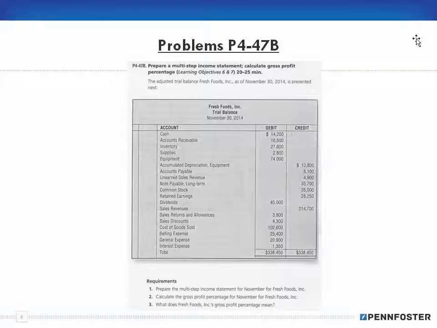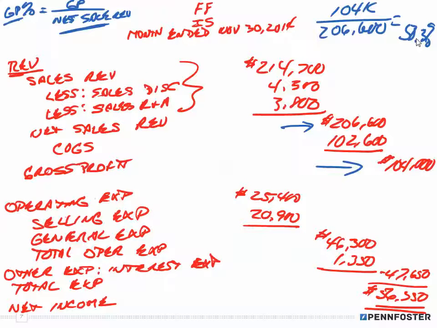Now it says, what does Fresh Foods' gross profit percentage mean? Okay. If you look at the solution, it says the percentage means that each dollar of net sales generates 50.3 cents of gross profit that is used to cover operating expenses, interest expenses, and generate net income, right? And that is true, okay?